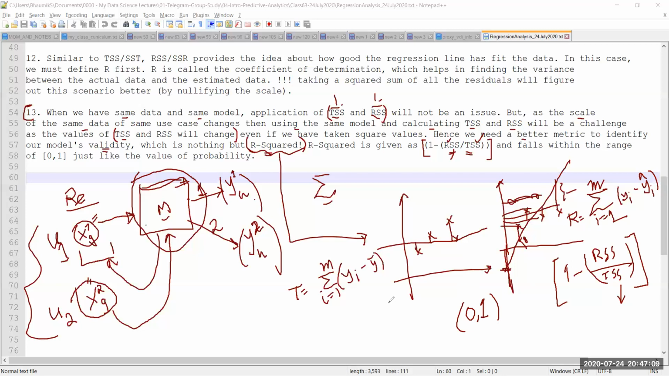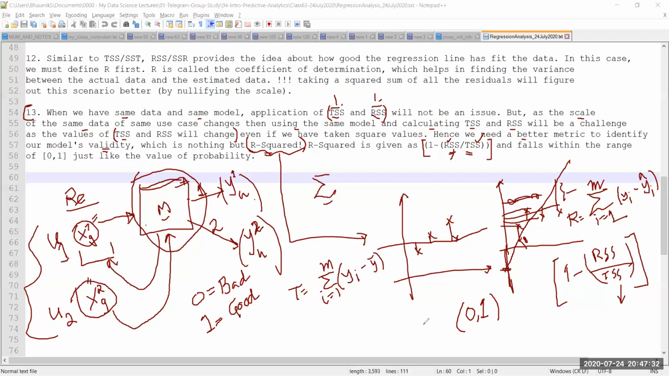Why is that the case? 0 is where I have a bad model. So let me write 0 is equal to bad and 1 is equal to good. Okay, or maybe best. I have not written best because then I'll have two B's, right? So this is a very bad model where I have values close to 0, but if I have values close to 1, I have a very good model. Why is that the case?